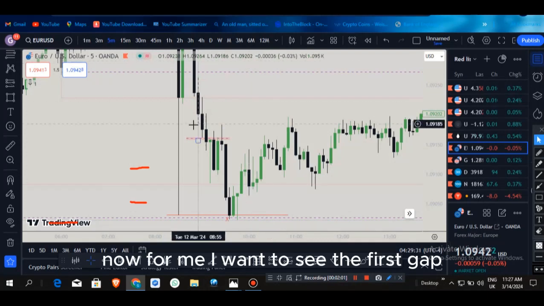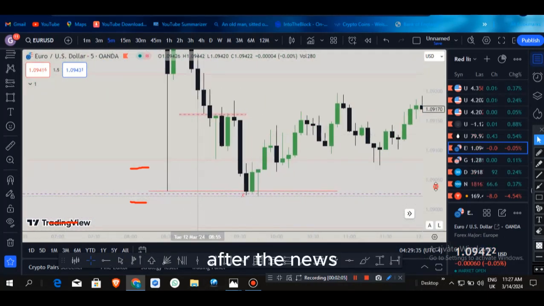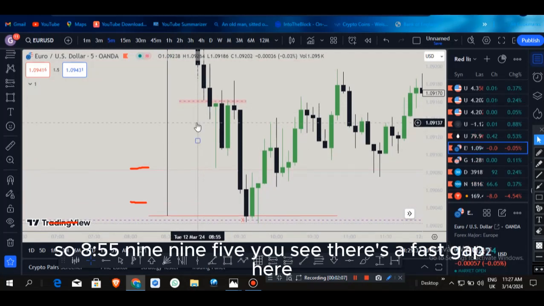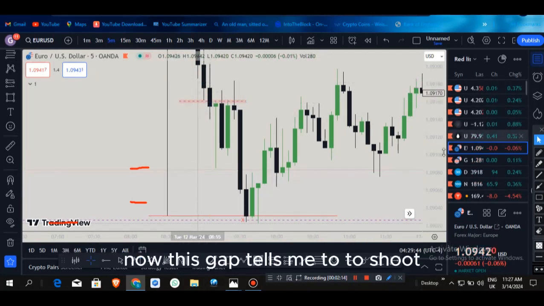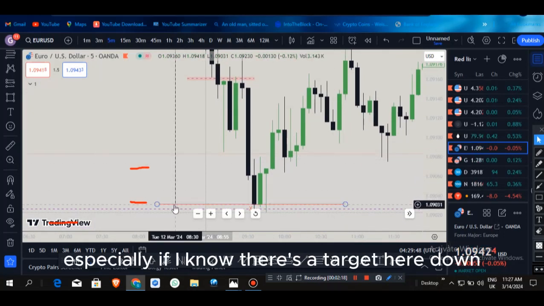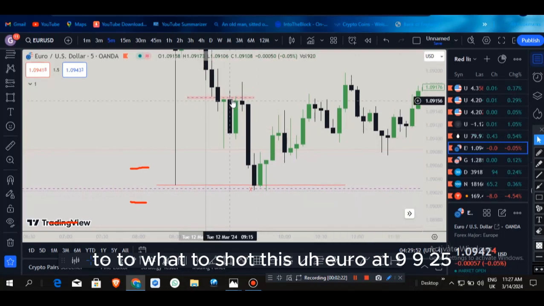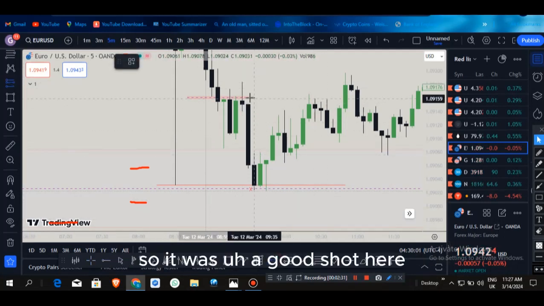Now if you want to see the first gap after the news, 8:55, 9:05. You see, there's a first gap here. Now this gap tells me to short, especially if I know that there's a target down here. So this was the time to put what? To short this euro at 9:25. So it was a good short here.